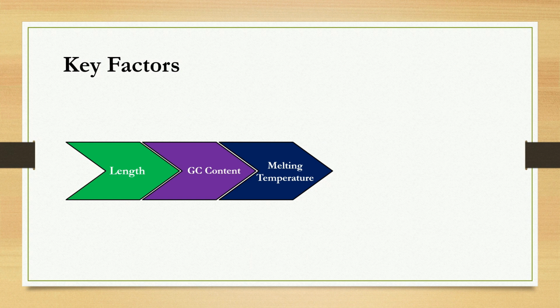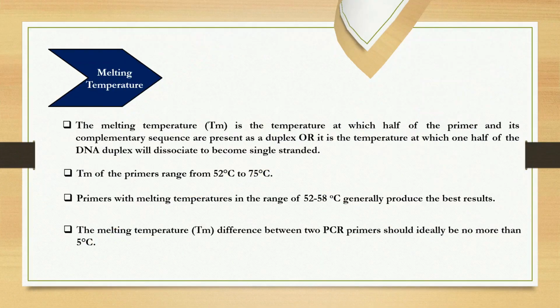Next key factor we have is the melting temperature. So what is the melting temperature first of all? Melting temperature, in very simple terms, is the temperature at which half of the primer is bound to the complementary sequence and half of it is not. This is a very simple kind of language I'm using to make you understand the melting temperature. The temperature at which half of the primer is bound to the template DNA and half of it is not.